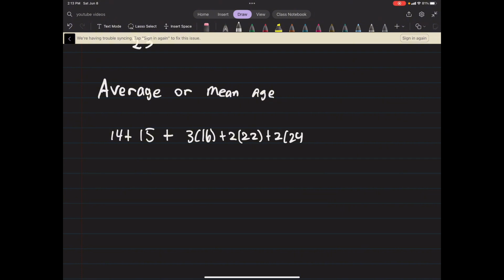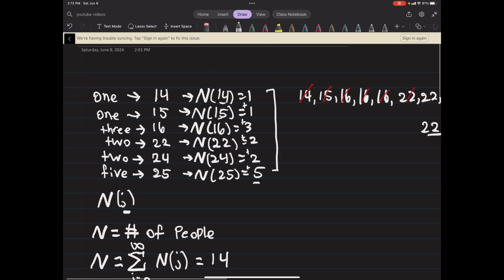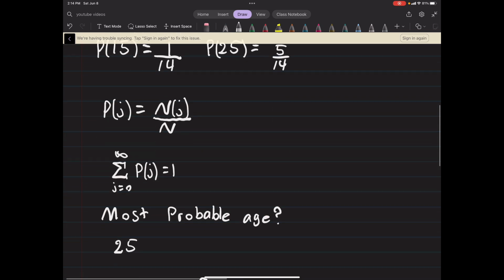And then we will divide by the total number of people, 14. And when you do that, if you do this math, you get 21. So the average age in this room is 21. But again, if we look at our data, there's no one here age 21. So that's interesting. We're going to talk about that in a second.